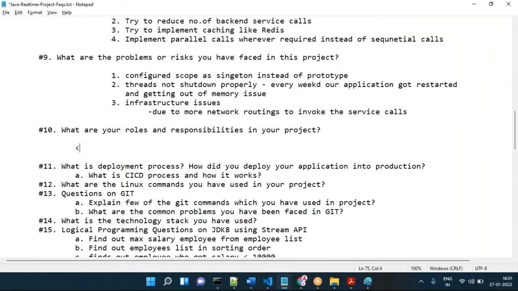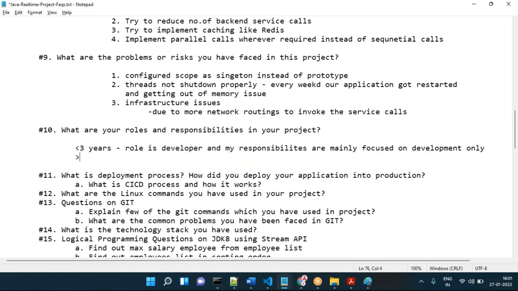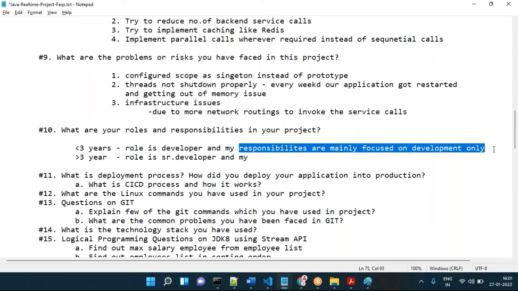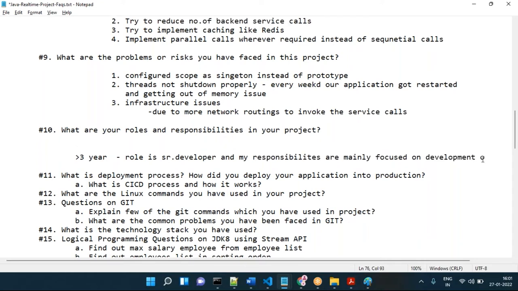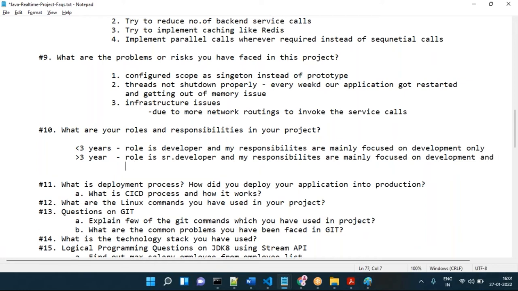If your experience is less than 3 years, you will tell: my role is developer and my responsibilities are mainly focused on development only. If it is greater than 3 years, you would tell: my role is senior developer and my responsibilities are focused on development, and also involved in client calls, helping team members if they are stuck on coding and all.